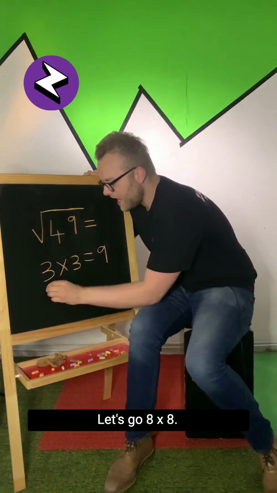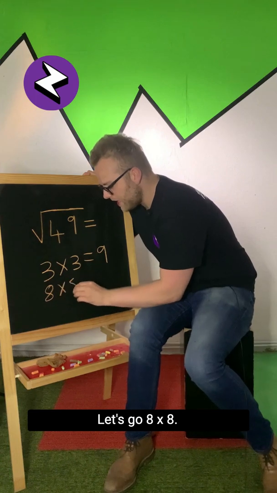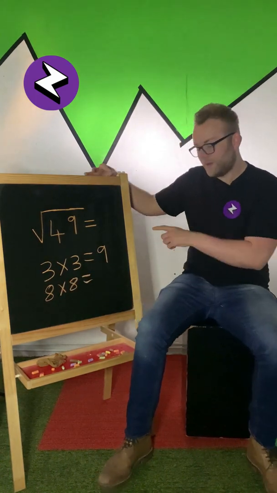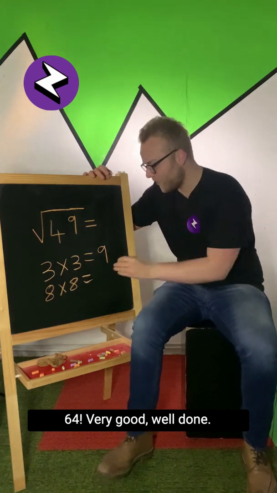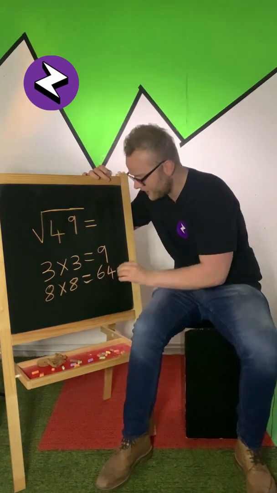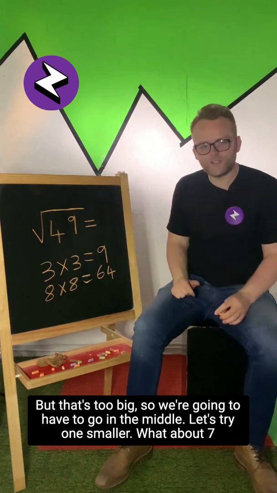Let's go 8 times 8, all right? That's a big one. Do you know it? Yes, well done. It's 64. Very good, well done. Okay, so now that's too big. So I have to go in the middle.